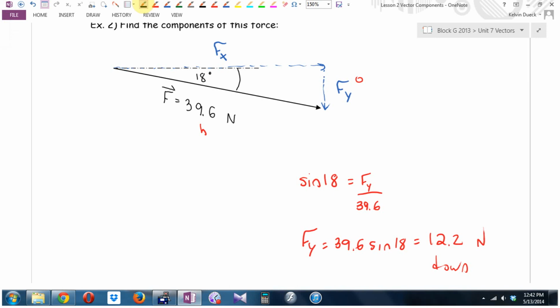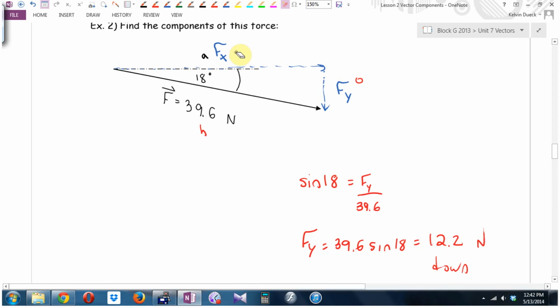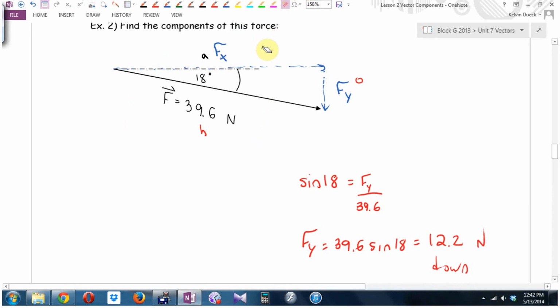Fx, opposite, adjacent, or hypotenuse? Adjacent. Which trig function? I could use tangent, but I'd be using Fy to find Fx. That'd be silly. I think I'd be much more clever if I use cos. What always goes next to the trig function? The angle. And that equals Fx over 39.6.